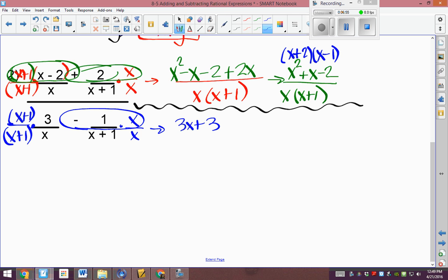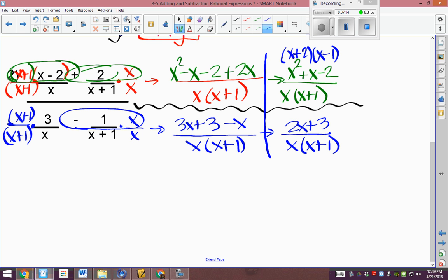Let's do it all at once. Minus 1x. And then x plus 1. Can we simplify anything there? Yeah, we get 2x plus 3 over x plus 1. So don't forget, we're at this point. I shouldn't put a box around it because it's not our final answer, but that's where we are.